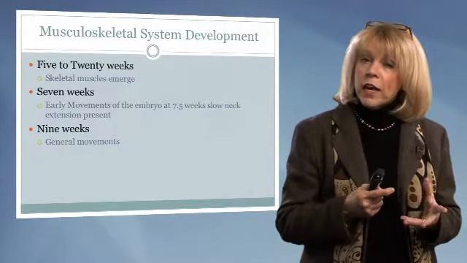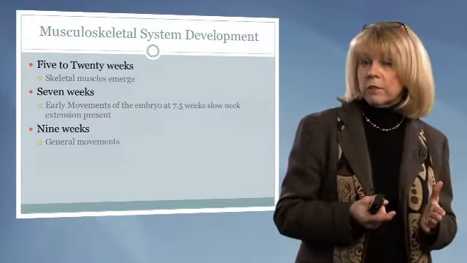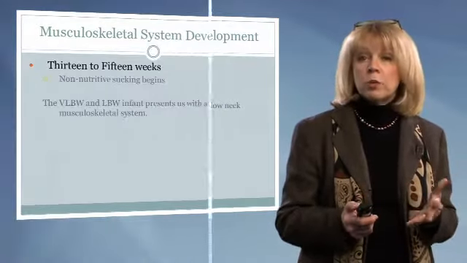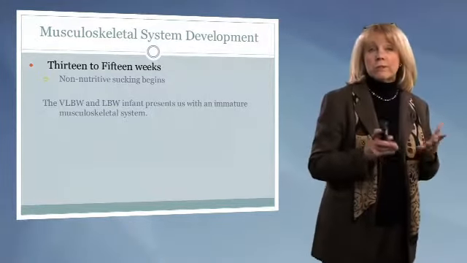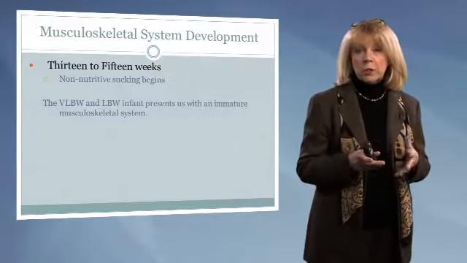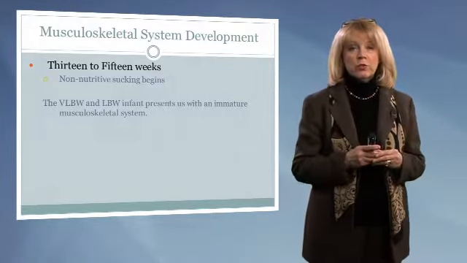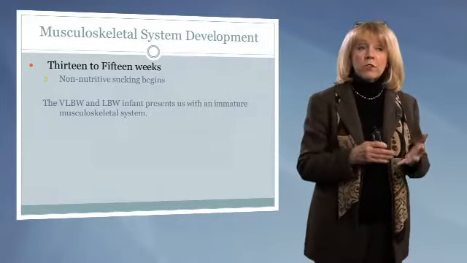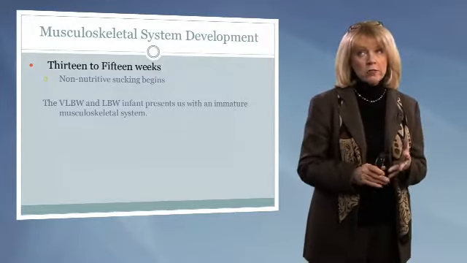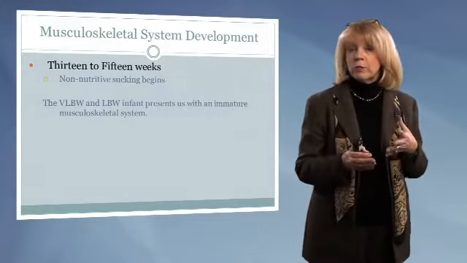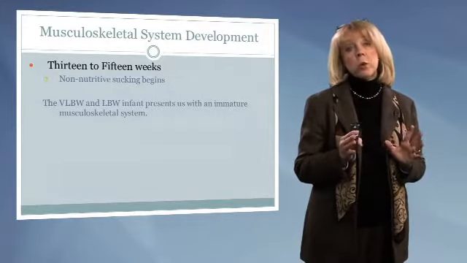And then, of course, by 9 weeks, we have some general movement with the embryo at this particular point in time that is visible. At 13 to 15 weeks, remember, non-nutritive sucking takes place. And so things are really happening inside the uterus at this particular point in time. The very low birth weight, the low birth weight infant, though, presents us still with a very immature skeletal system. And remember, we said it's one that is moldable.